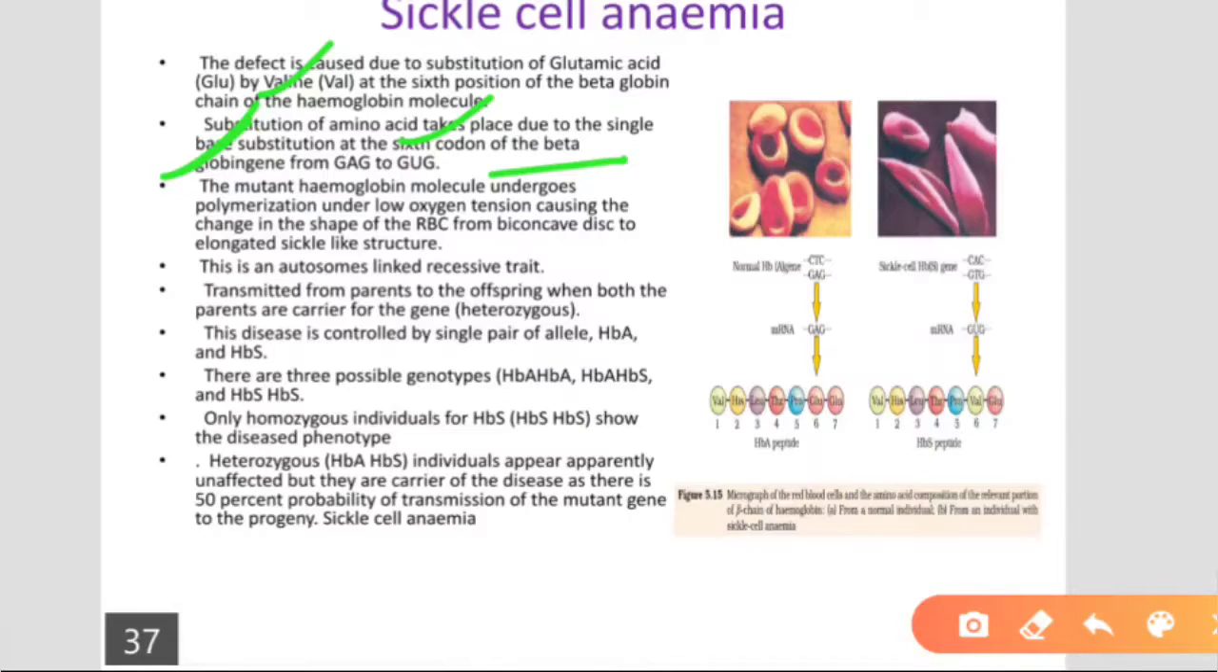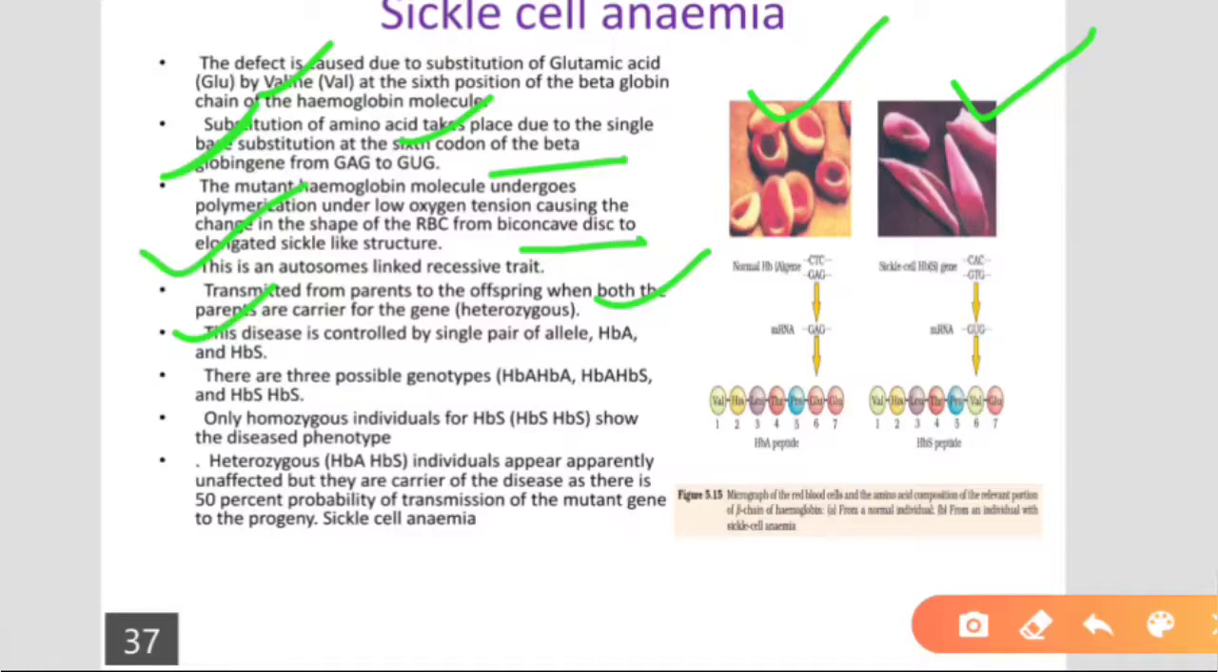The mutant hemoglobin molecule undergoes polymerization under low oxygen tension, causing the change in the shape of RBC from biconcave to elongated sickle cell. These are sickle shaped, these are normal RBCs. Transmission from parents to offspring occurs when both parents are carriers, heterozygous for the gene, right? If both parents are carriers, then offspring can be affected by sickle cell anemia.